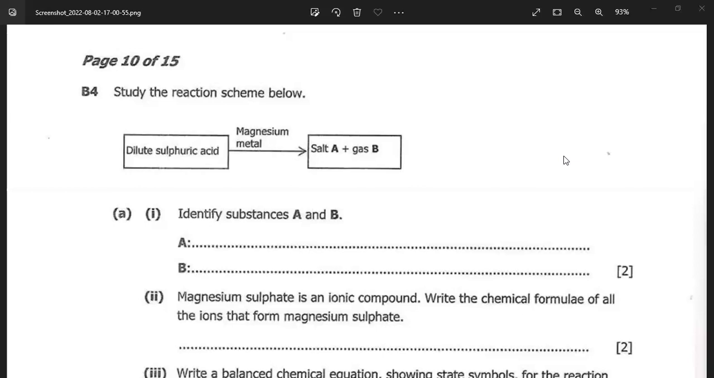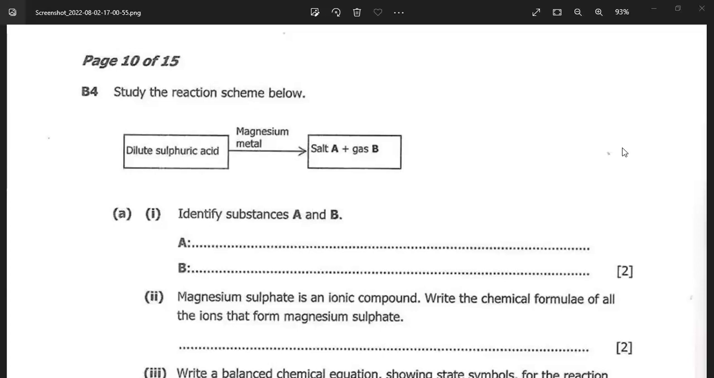I just want us to go through one or two things. You really have to level up if you're going to do well in the exam. Now, let's start with the first one. I'm continuing from where I ended, because I did B1 to B3. So we're identifying substance A and substance B.